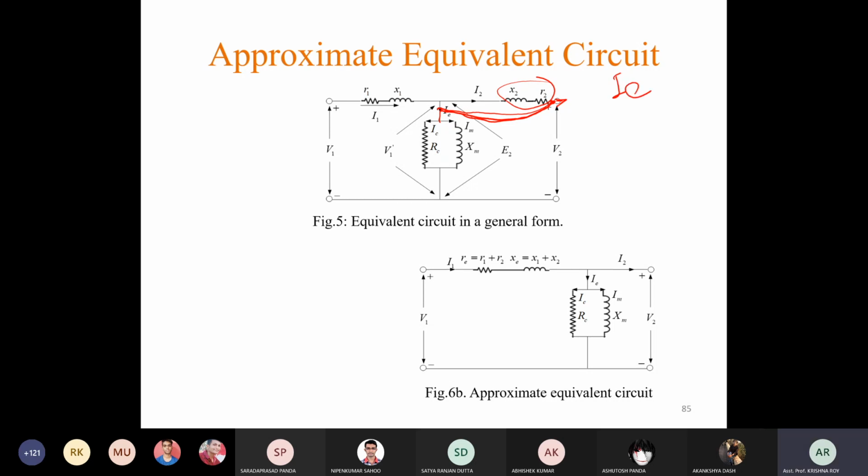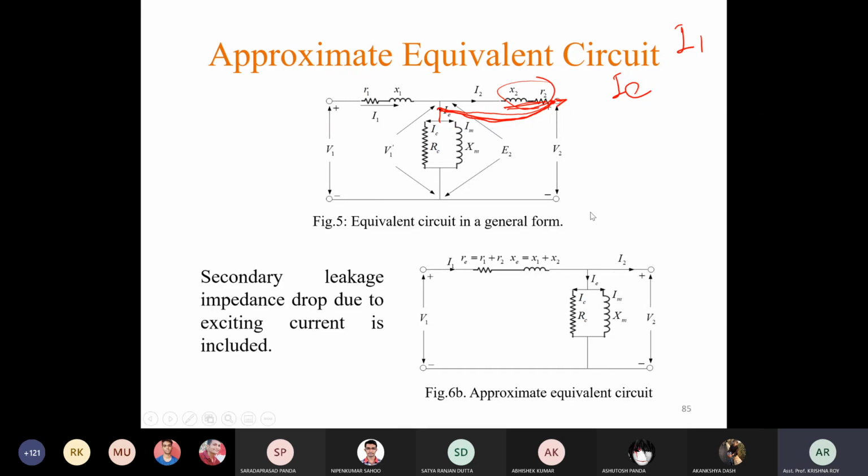Because the primary current I1 is getting divided after flowing through this path. So in the exact equivalent circuit, this IE never flows through the secondary leakage impedance, but if we take this approximation, then IE flows through this secondary leakage impedance. So here we are including some extra voltage drop. And again we can show the winding resistances by a single resistance and the leakage reactances by a single reactance. So Re is equal to R1 plus R2, Xe is equal to X1 plus X2.